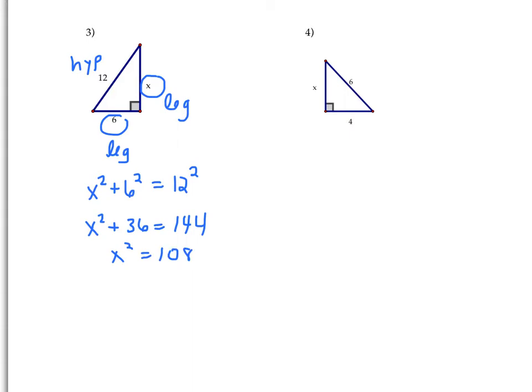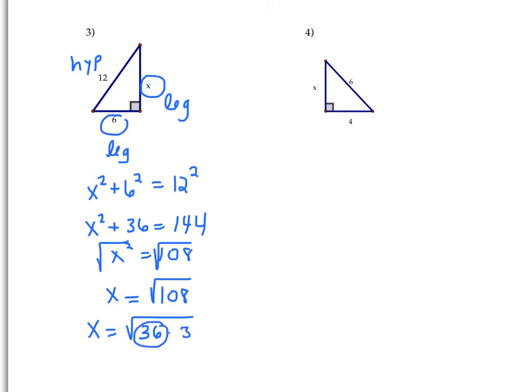Now we're going to take the square root of both sides in order to solve for x. So the square root of x squared does give us x, and now we've got to simplify the square root of 108. So let's find a perfect square that divides into 108. I know that 4 works, but you want to try to find the largest perfect square that divides into 108, and it's actually 36. And 36 goes into 108 3 times.